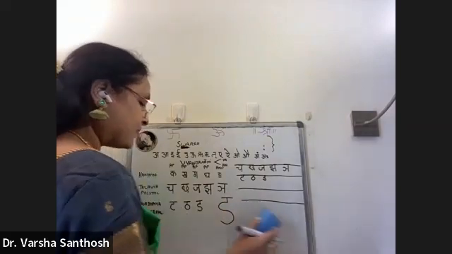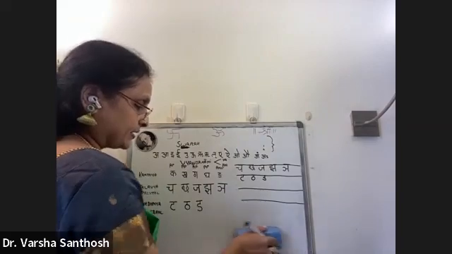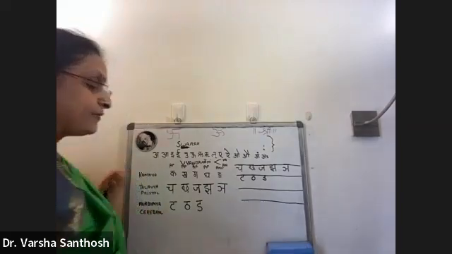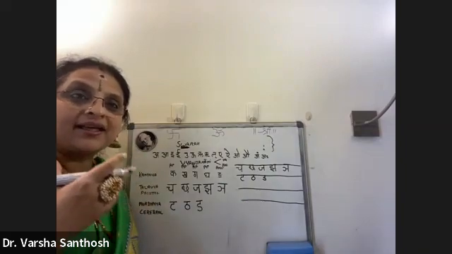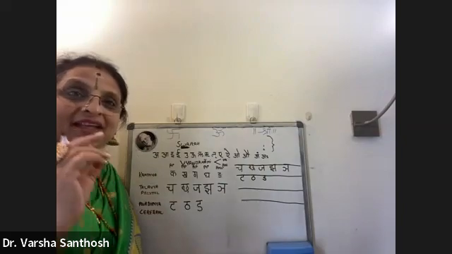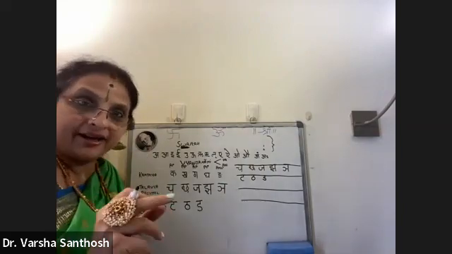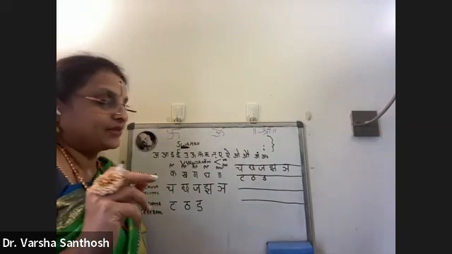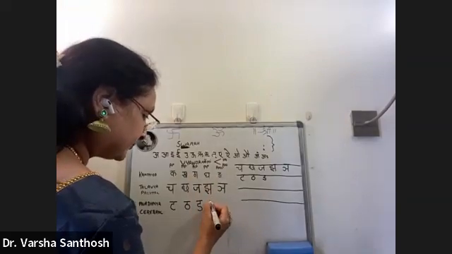Again, the next sound is little tricky. Writing is easy. Sound is tricky. You have to aspirate this D out with Mahaprana. D, and then DH. How do you say DH? How do you write DH?